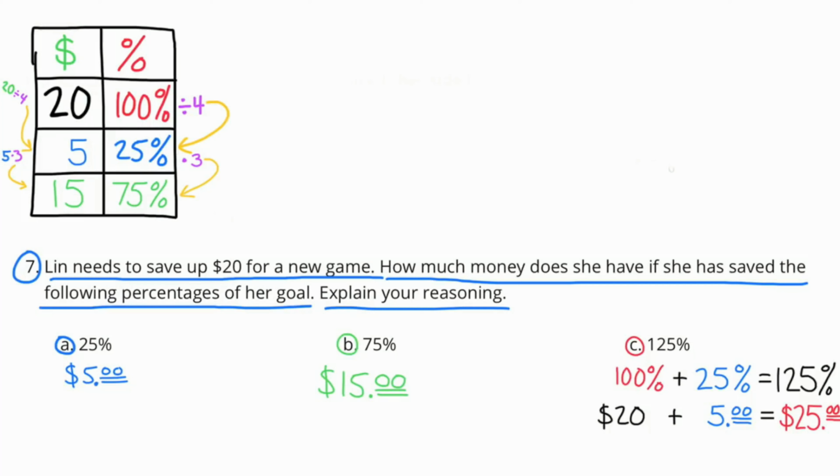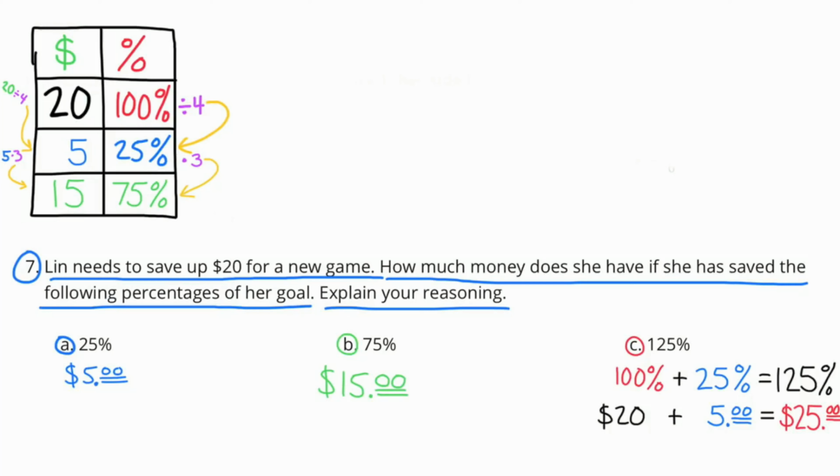So if she's saved 25% of $20, we can figure that out by making a chart like the one I made above. $20 represents 100% of her goal. I can figure out what 25% is by dividing 100% by 4 to get 25% and dividing 20 by 4 to get 5. So I know that 25% of her goal would be $5, or $5 is 25% of her goal.